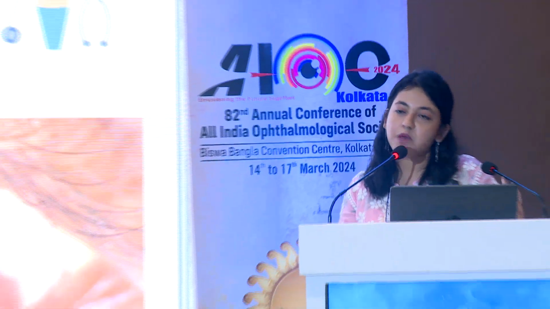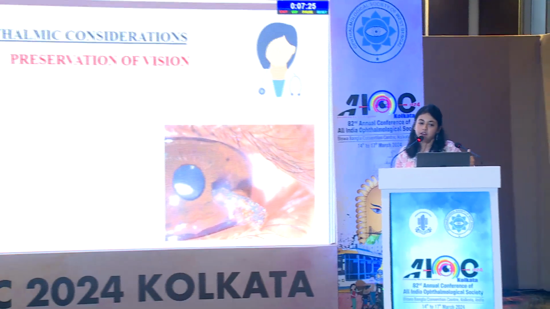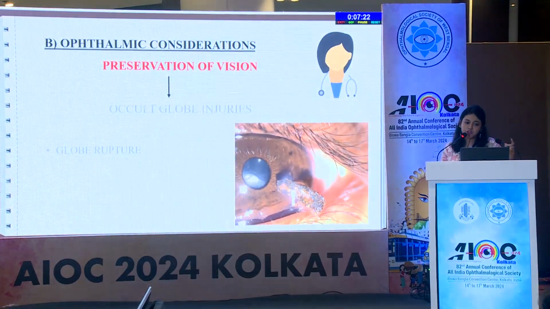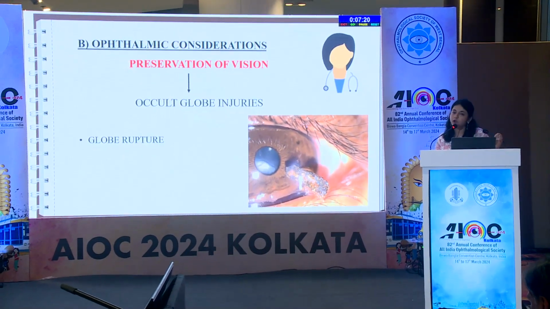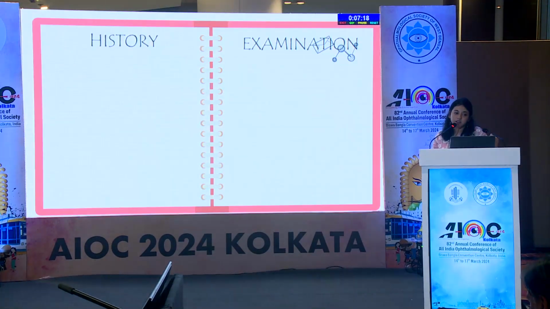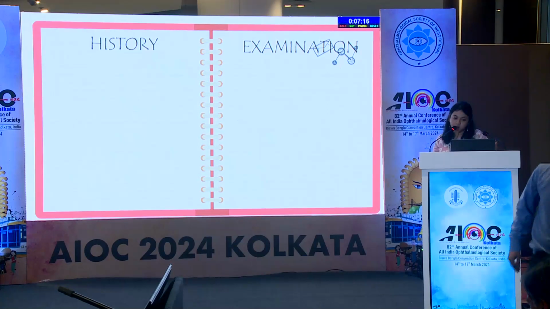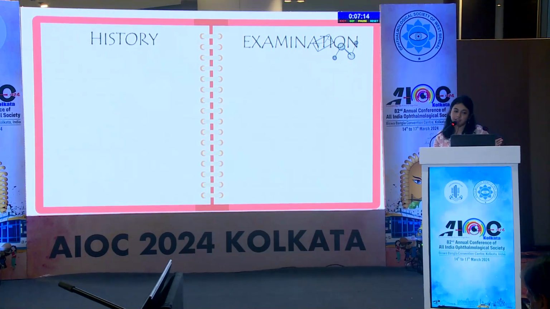Secondly, we look at the ophthalmic part of it. Our first and foremost aim of rehabilitating a patient is preservation of vision rather than cosmesis. So the most important thing is we have to rule out globe ruptures and occult globe injuries. Once all of this has been ruled out, now we can focus on the lid laceration.